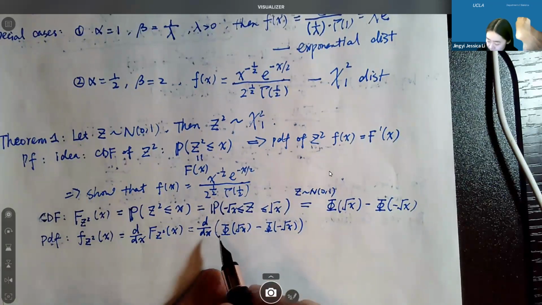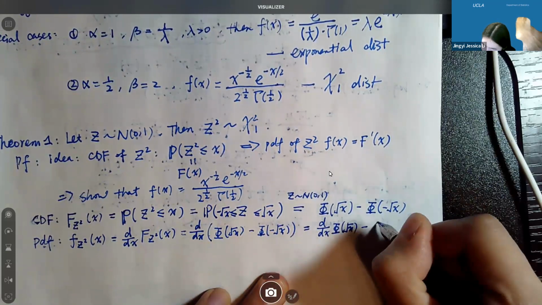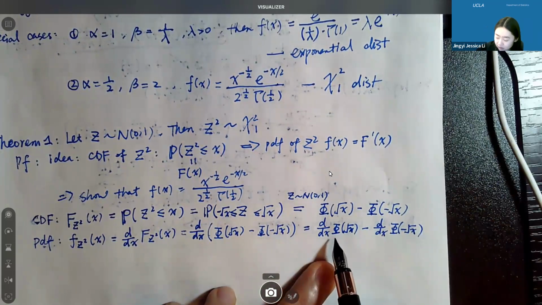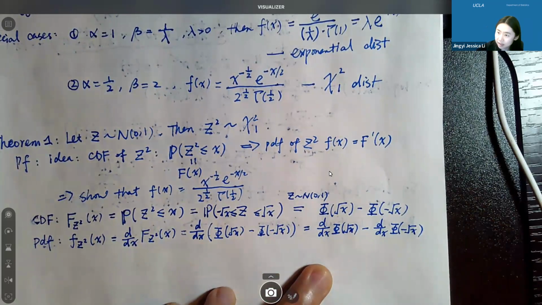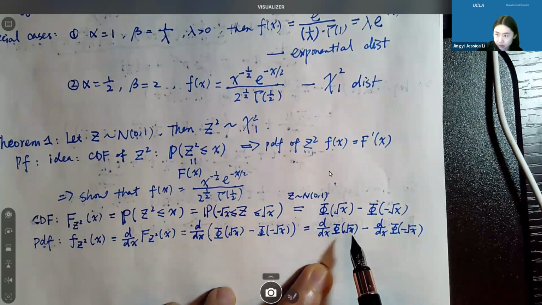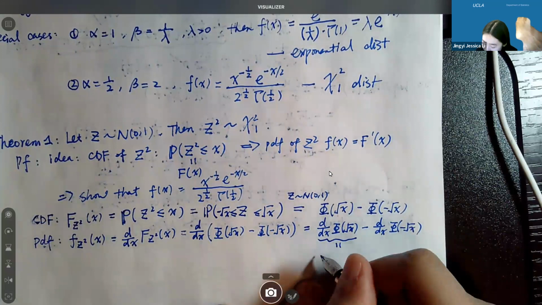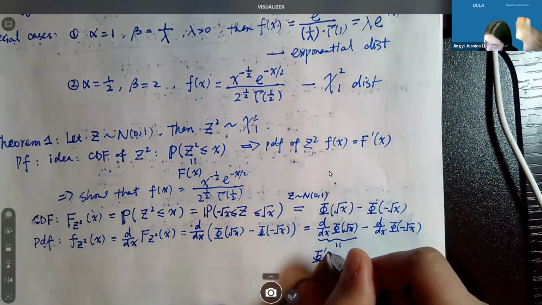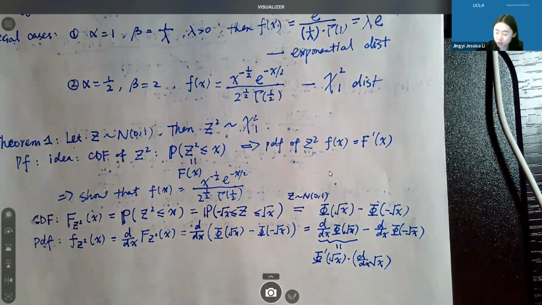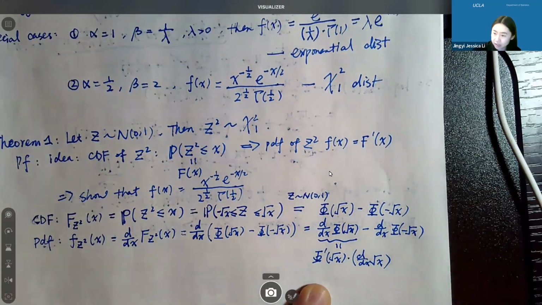By chain rule, I can bring the derivative inside. So it becomes d/dx of big phi at root x minus d/dx of big phi at negative root x. By chain rule, I will first get the derivative of big phi, and that will be the PDF of standard normal, right? Big phi is the CDF. We take its derivative, we get the PDF of standard normal at this root x. And then we will do d/dx of root x. Let me give you this explanation as a quick review of the chain rule. It will be big phi prime, which means its derivative, at root x times d/dx of root x. So this is what I mean by chain rule. And we know this is actually x to the power of 1/2. Then its derivative will be 1/2 times x to the power of -1/2, right?